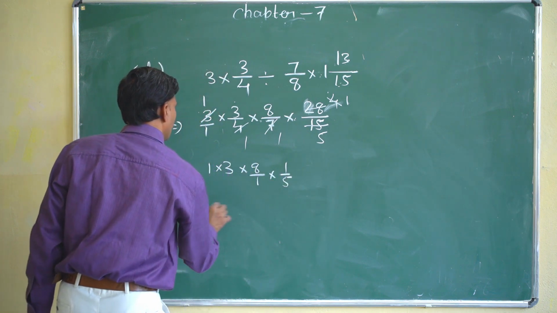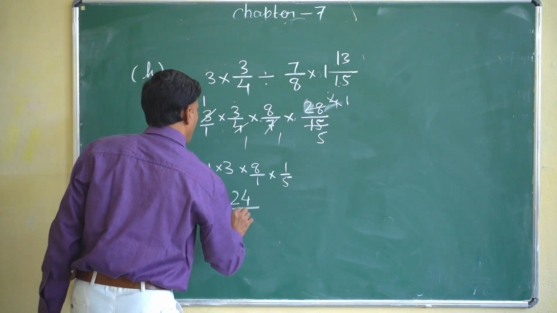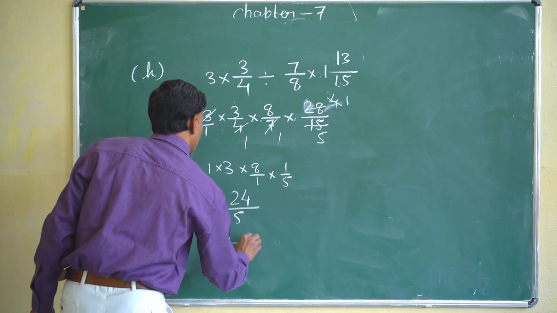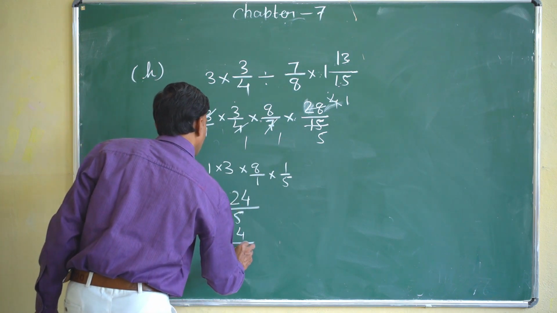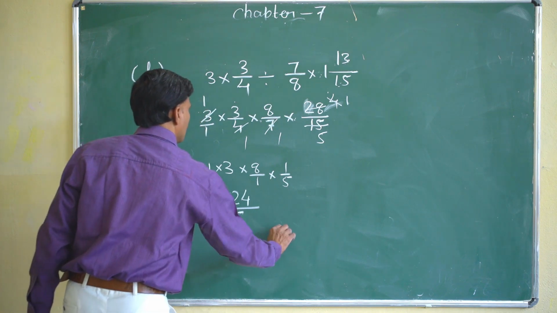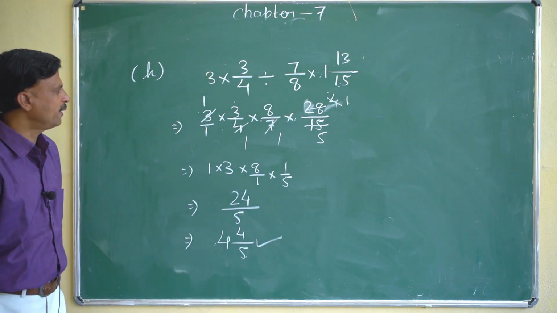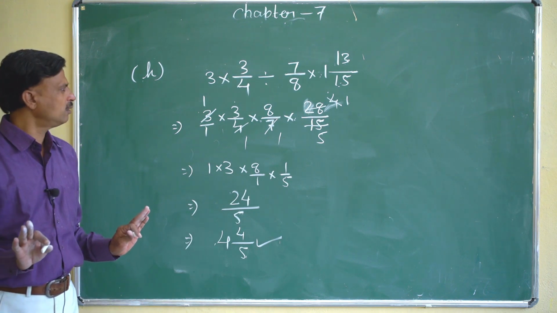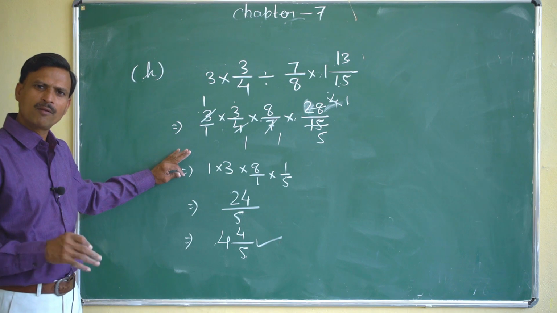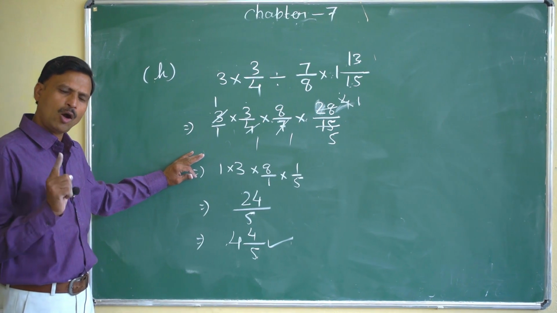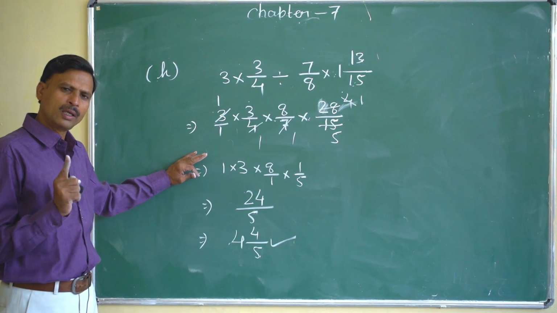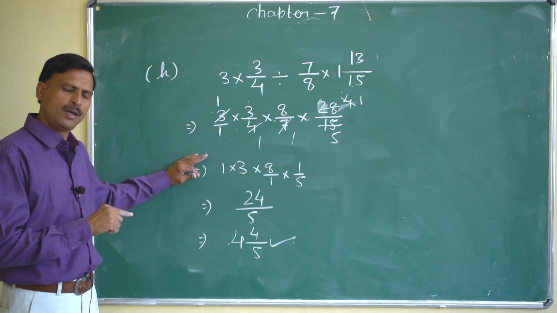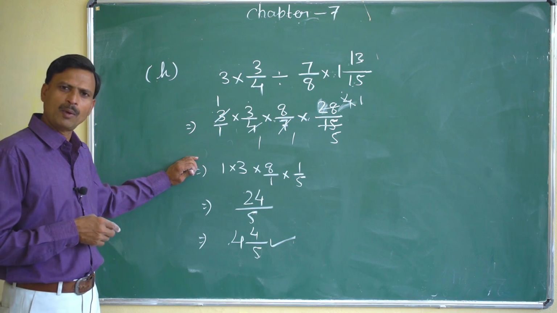So finally what will we get? We'll get 24 upon 5, which can be converted into a mixed fraction also. 5 goes 4 times, the remainder is 4, and 5. So this is the answer. Understood all? No problem? Same process for each question. Only what we have to remember is that the calculation must be correct, and you apply the same process for all this type of question.